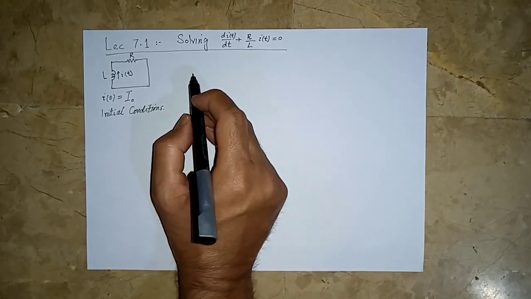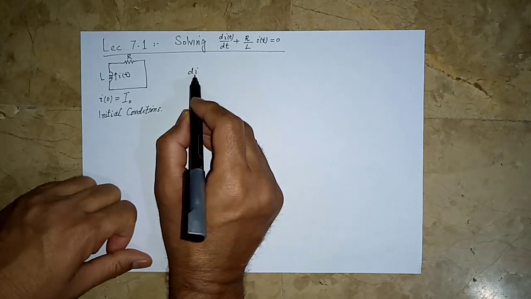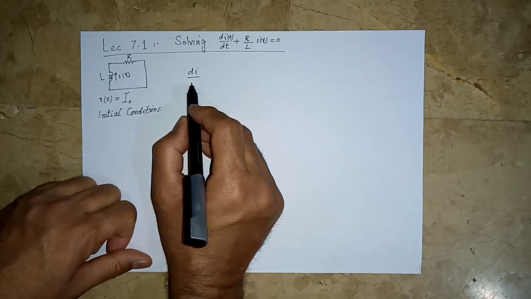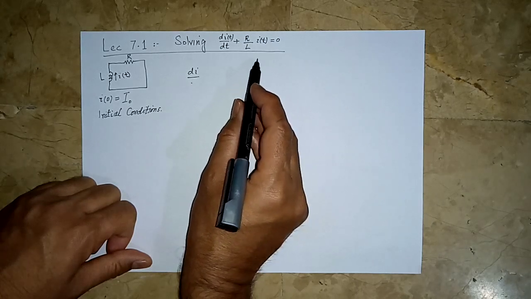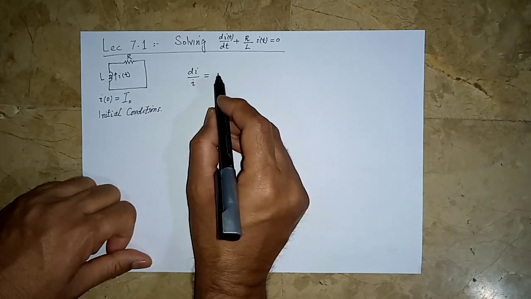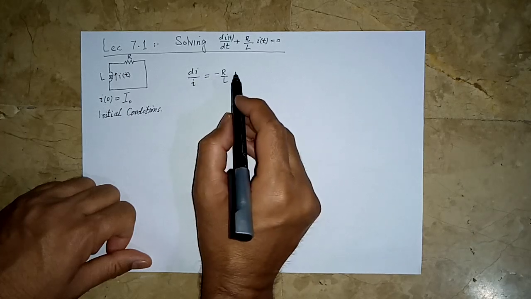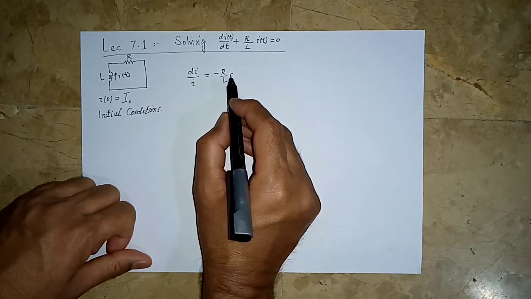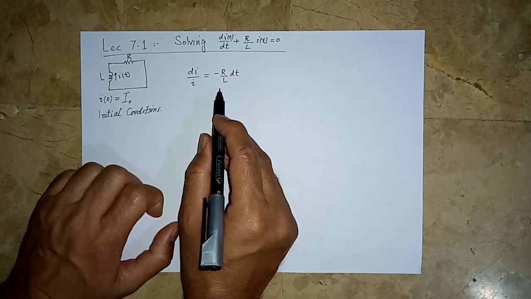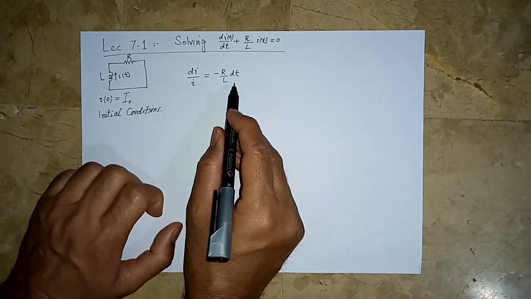So let us do this. We are going to get di. I am just writing I. Once this term goes to that side, di by i is equal to minus R over L, and this dt goes to the other side, and we get dt here. So we have separated the variables. We have i as the variable here and t as the variable here.